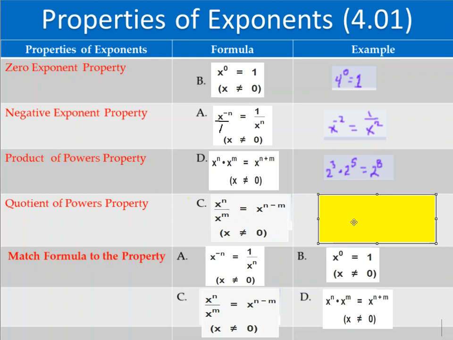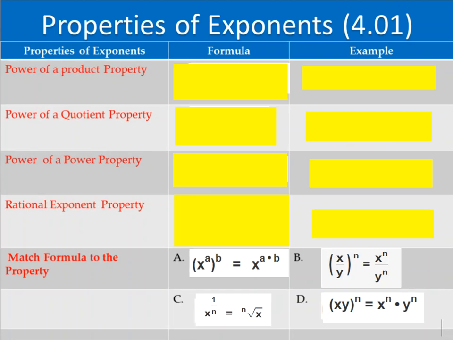So let's take a look and see what the example would look like. So you have x to the power of 5 divided by x to the power of 2, or x squared. So you just subtract down 5 minus 2, and you get x to the 3rd power. And let's take a look at the last four exponential properties. You got power of a product property. So power of a product, remember that's multiplying. So go ahead and pause the video and pick between A, B, C, or D.